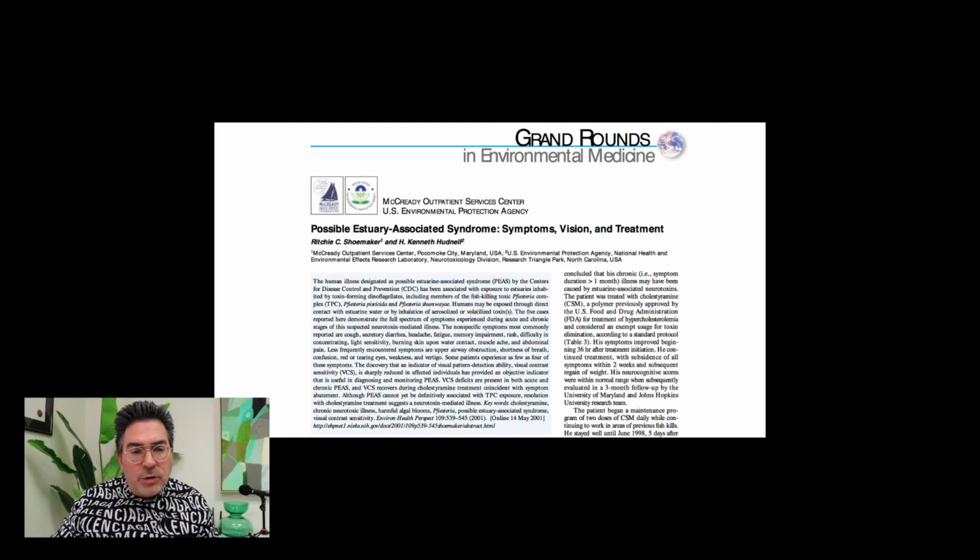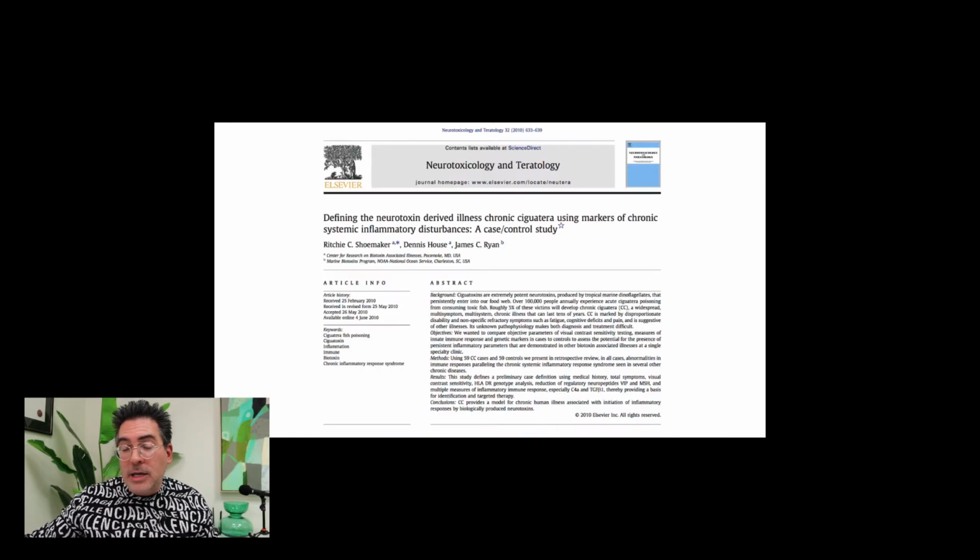And some of his original research was the exposure of people to a marine toxin. So this is not a mold toxin, but it is another environmental toxin, which shows a very clear correlation with deficits in the VCS testing results. And again, he's done some other great research on this as well, which you can find online.